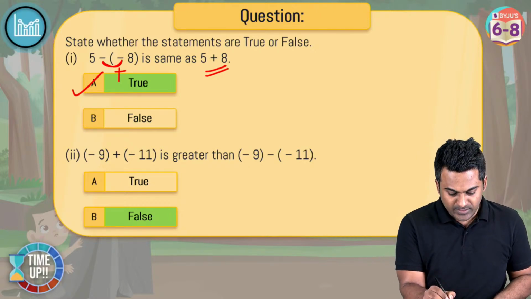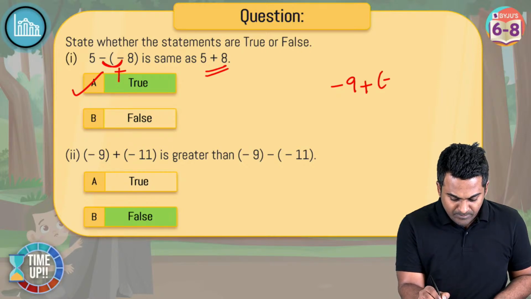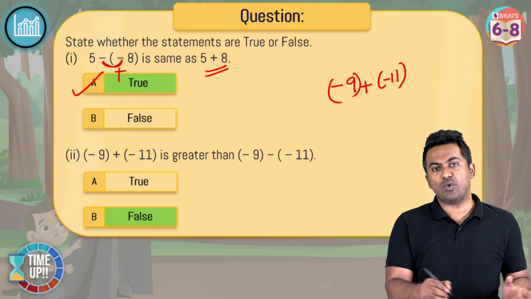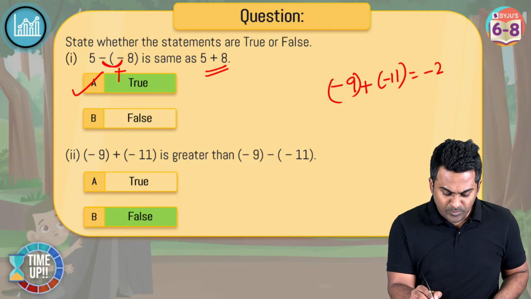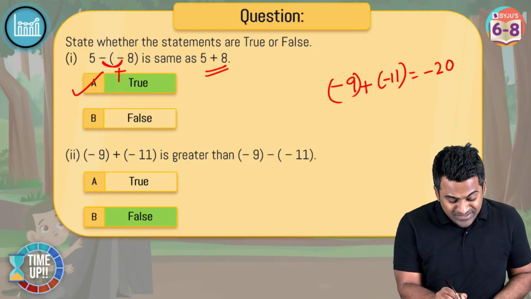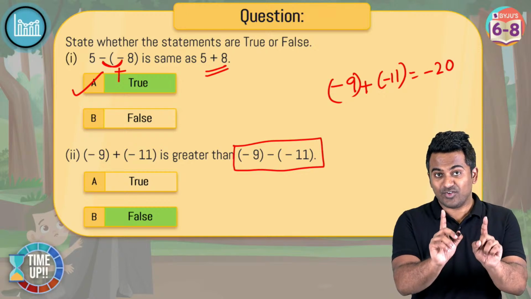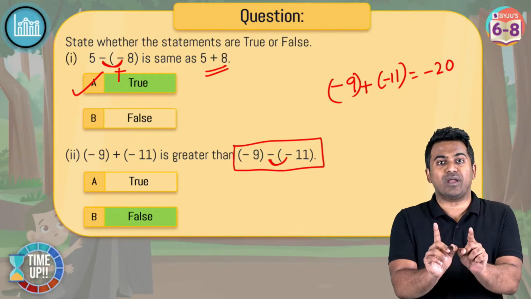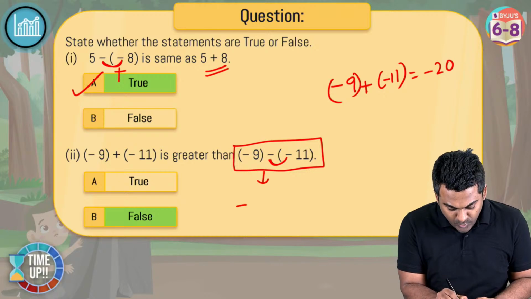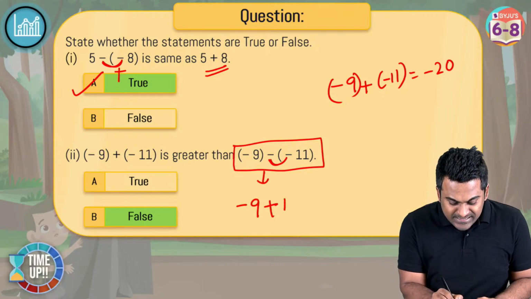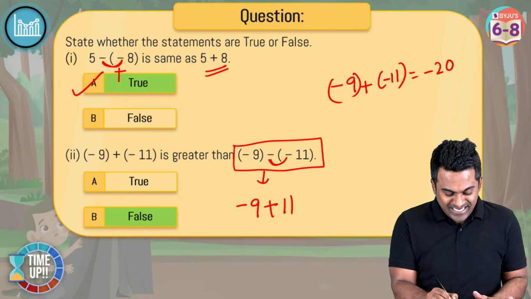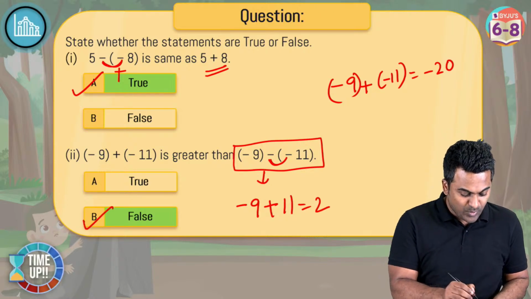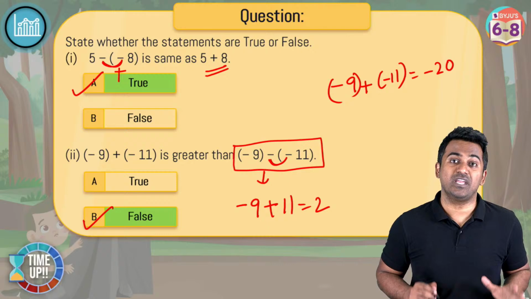Now let's calculate this. Minus 9 plus minus 11. Okay, so this is going to mean what? Minus 9, when you add minus 11 to that, this is going to be minus 20. Yeah, but this is not going to be the same. Again, this is the trick here. Minus of minus always remember it makes a plus. So this one boils down to minus 9 plus 11. And both are not same. This is equal to 2 there. Minus 20 is not equal to 2. So that's the reason why this expression is going to be false.